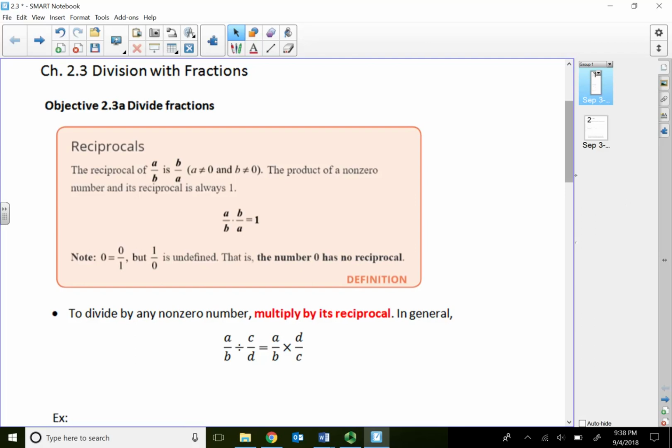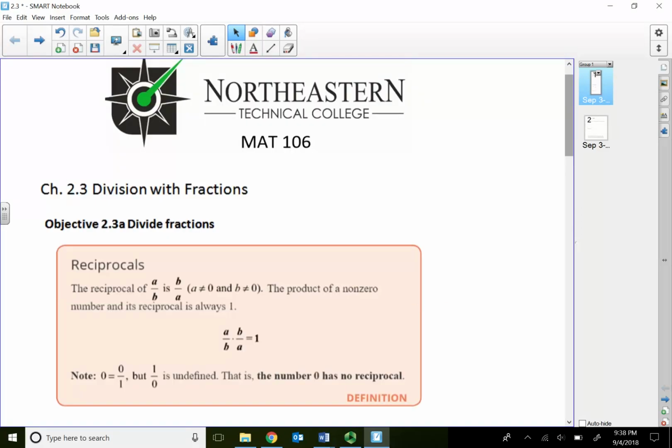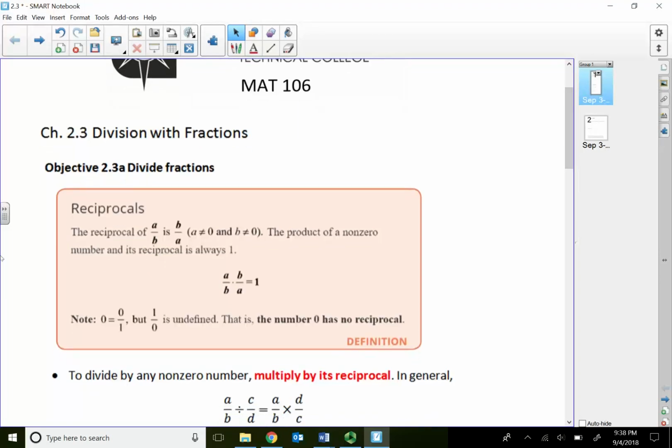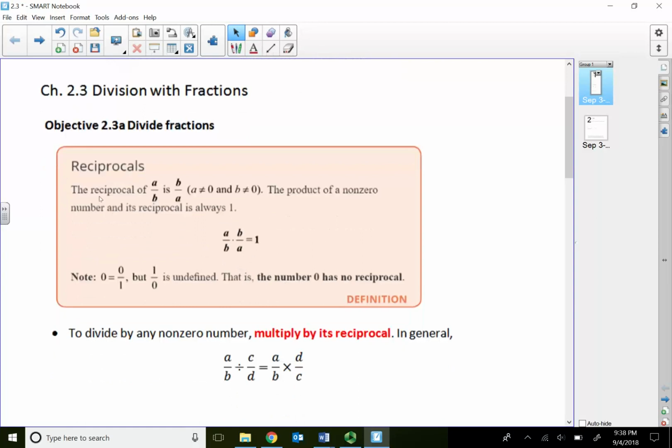Module 2.3, division with fractions. So in this lecture video, I'm going to do a lot of examples on division of fractions. Now, before we do any example, let's take a look at the concept of reciprocals.